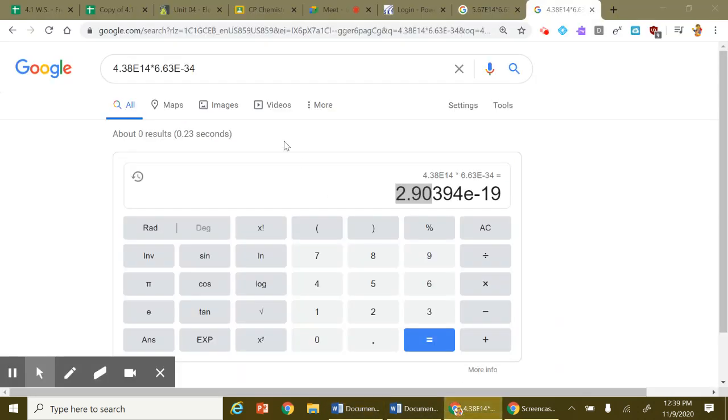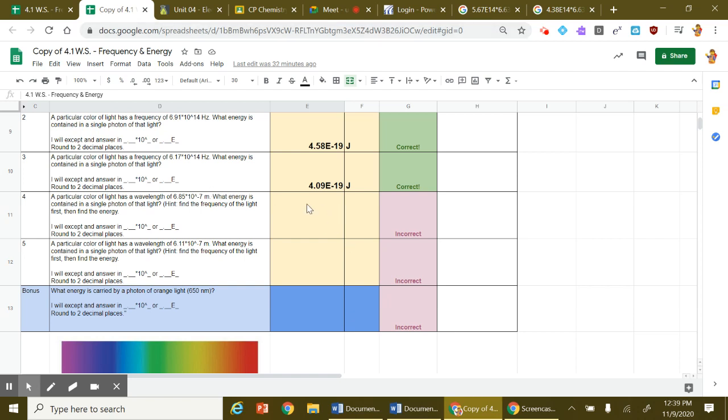Let me just plug it in to double check that it works. 2.90 times 10 to the negative 19th joules. Now, this showed up as incorrect. Let me just double check. Maybe that should be 2.9. Okay, there we go. It's correct.